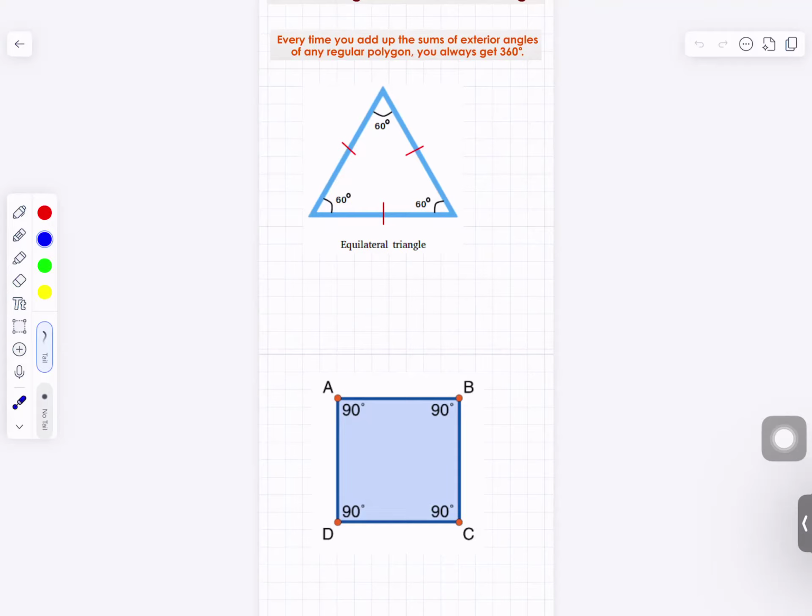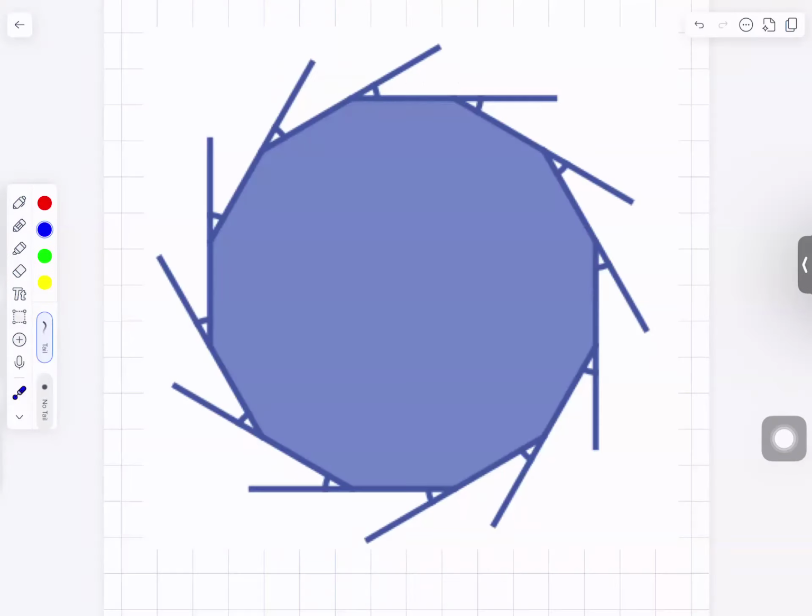So very important to remember that. So that's the 12-sided, and this angle on the outside is 30, the one inside is 150. So this one inside is 150 and the outside is 30. So you can count the sides: 1, 2, 3, 4, 5, 6, 7, 8, 9, 10, 11, 12.